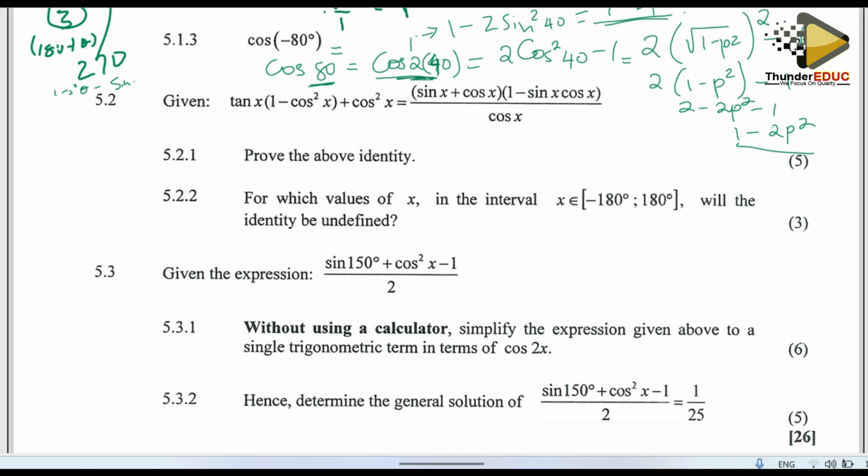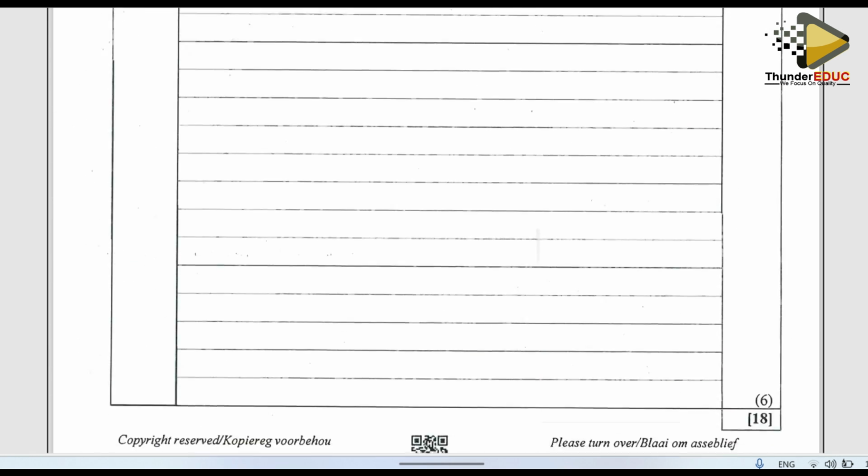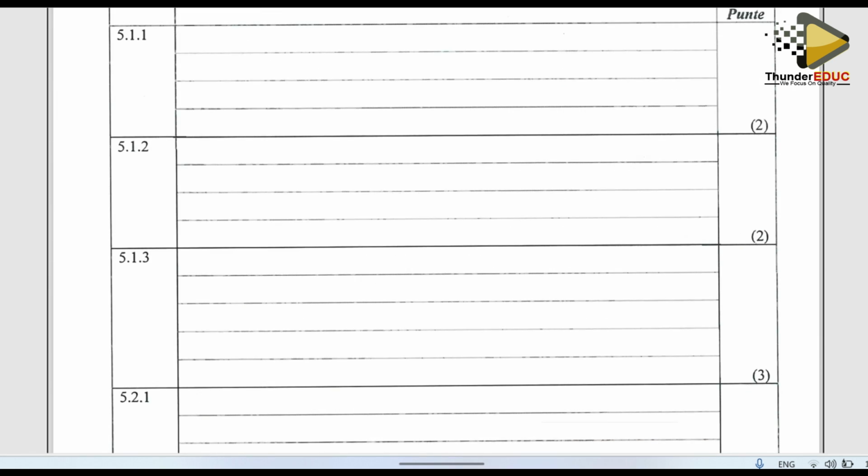They're telling us that we are given tan x into 1 minus cos squared x plus cos squared x is equal to the right hand side, and they want us to prove the identity. With proving identities, it's advised that you start from the side that has quite a number of terms, but we can start from the left or from the right, whichever would make life easy for you. So that is 5.2. I'm just going to write down that question.